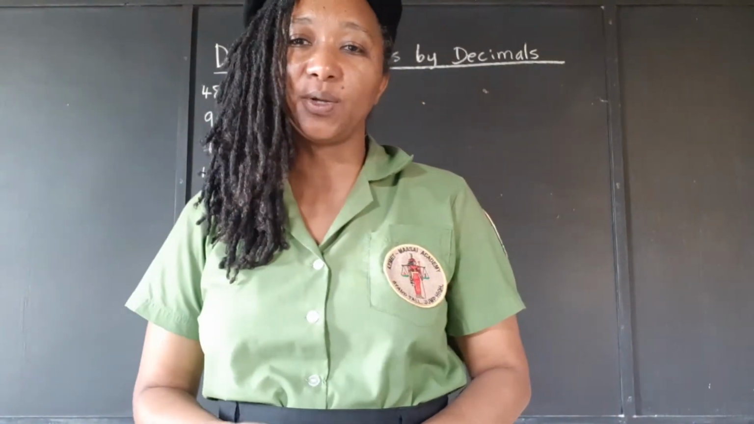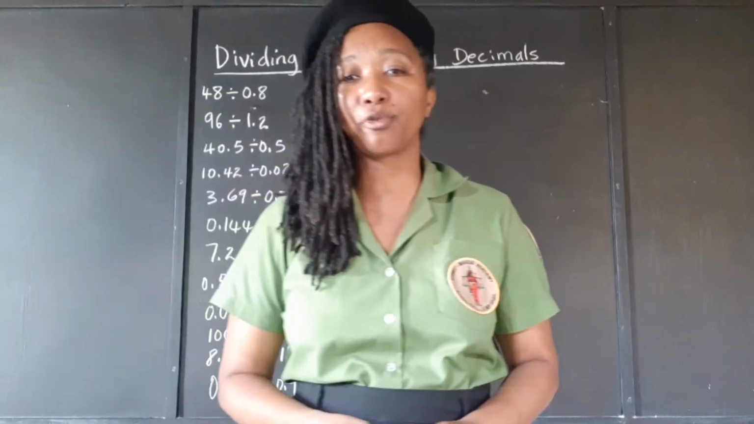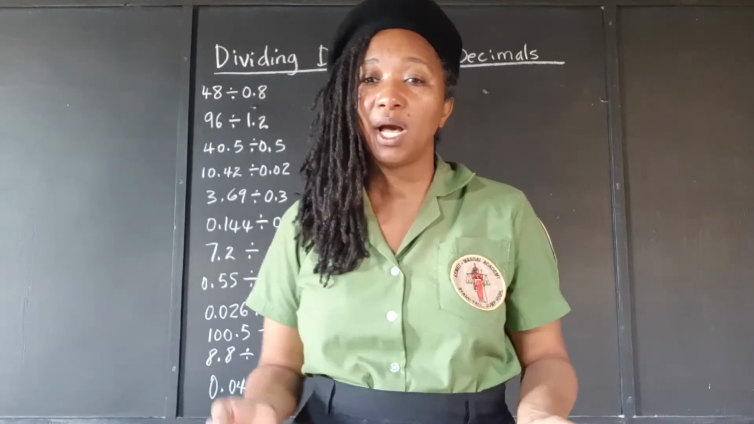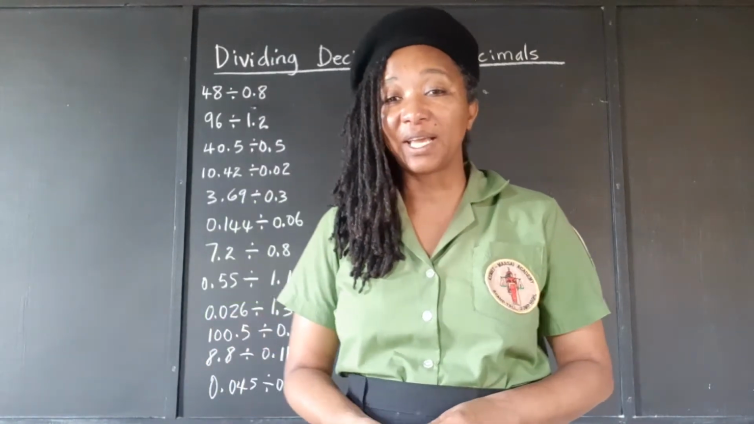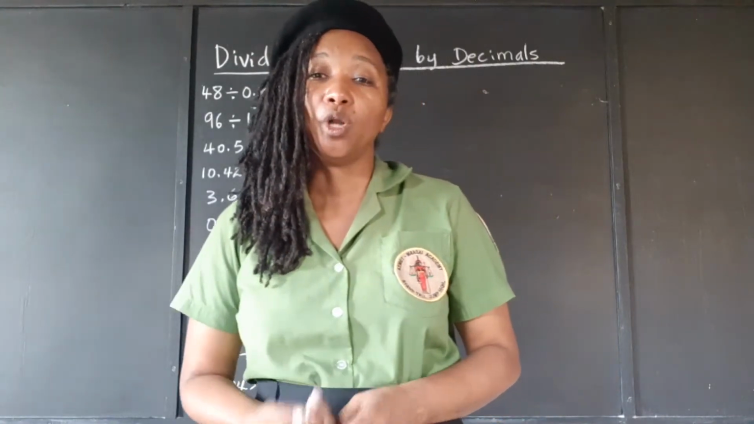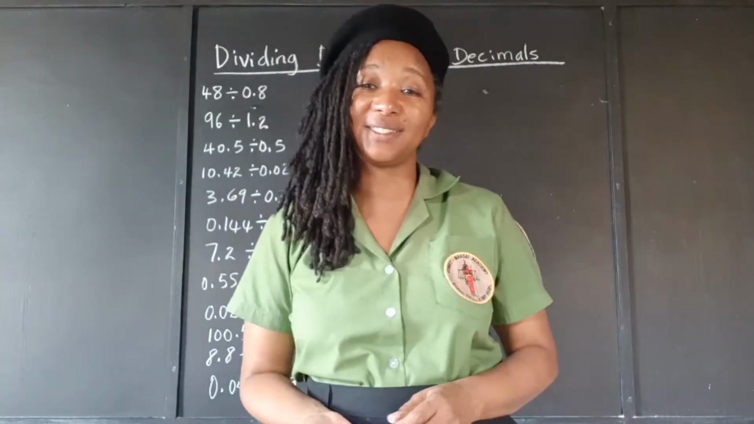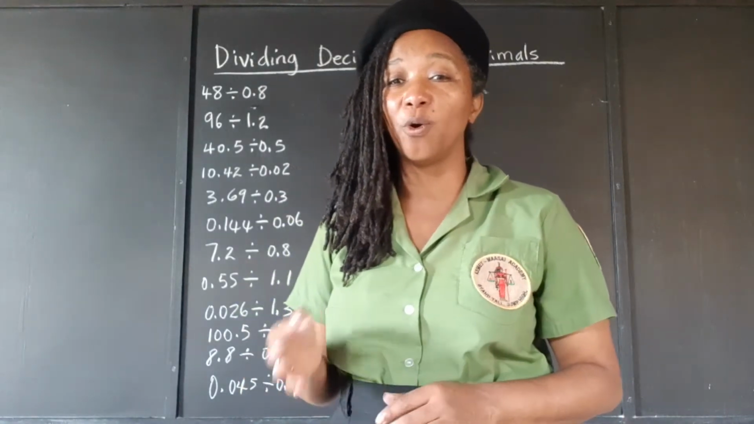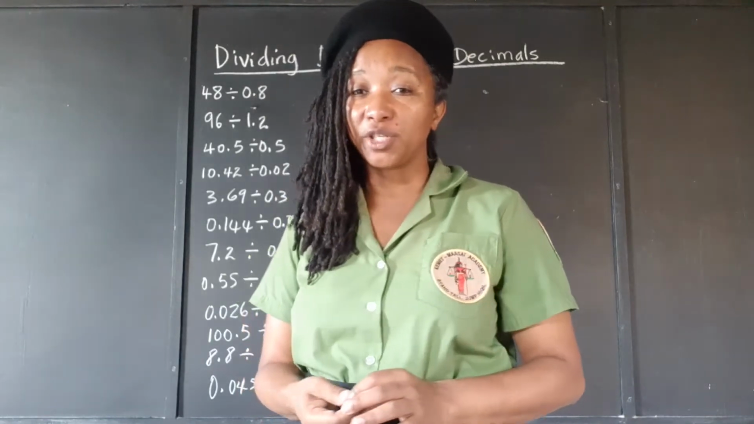This morning we're going to look at dividing decimals by decimals. I'm going to throw in a couple of whole numbers too, because the principle is the same when we're dividing by decimals. Now, if you are dividing by a decimal, it is important to change that decimal to a whole number. The divisor itself, you should change it to a whole number.